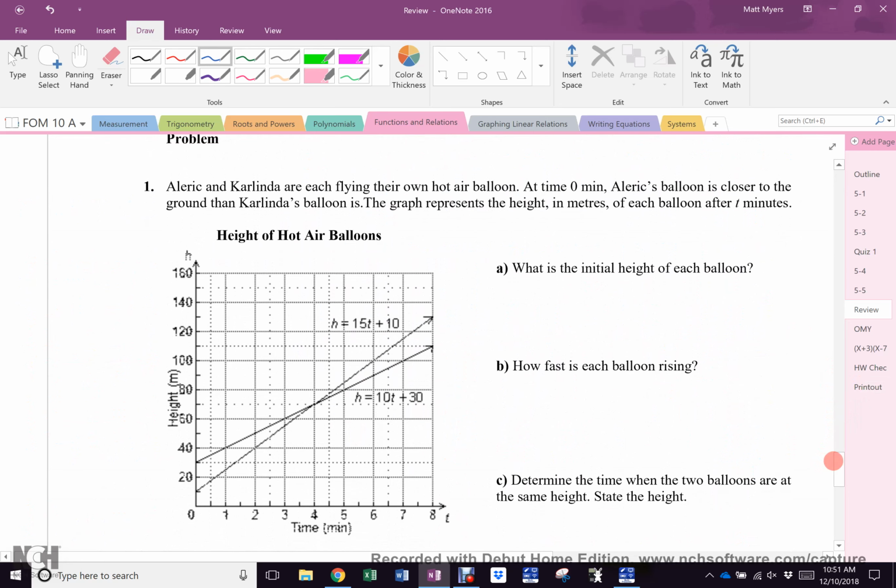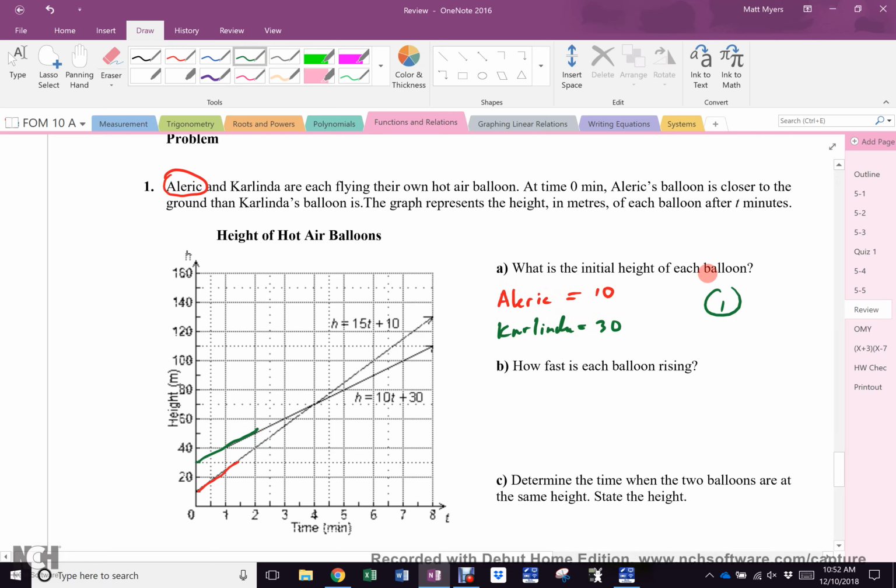Problems. What is the initial height of each balloon? I'm going to use 2 different colors. Which line is Alaric? Top or bottom? Yes, this is Alaric. So that makes this Carlinda. What is the initial height of each balloon? How far off the ground is Alaric? 10. How far off the ground is Carlinda? 30. 1 mark. Half a mark for each.